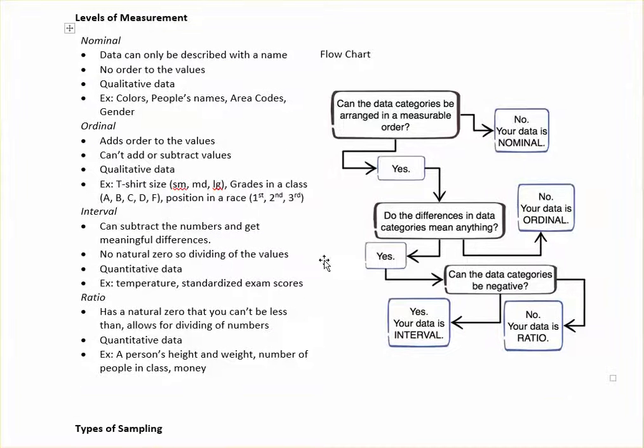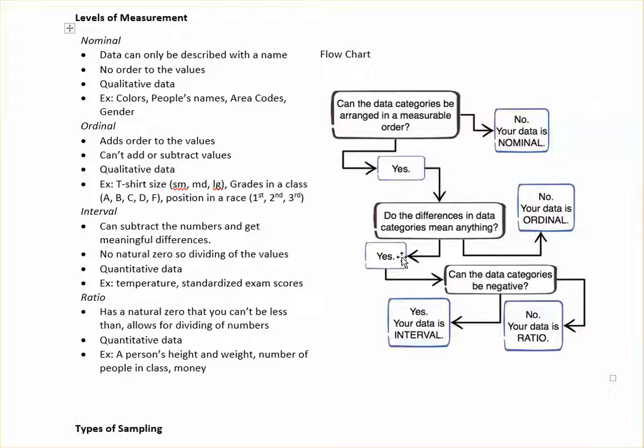So looking at our flow chart, and this might help you. So can the data categories be arranged in a measurable order? If yes, then you would come here, but if not, your data is nominal. If you said yes, they can be arranged in a measurable order, you then would ask, do the differences in the data categories mean anything? If the differences don't mean anything, so think t-shirt sizes, then no, your data is ordinal.